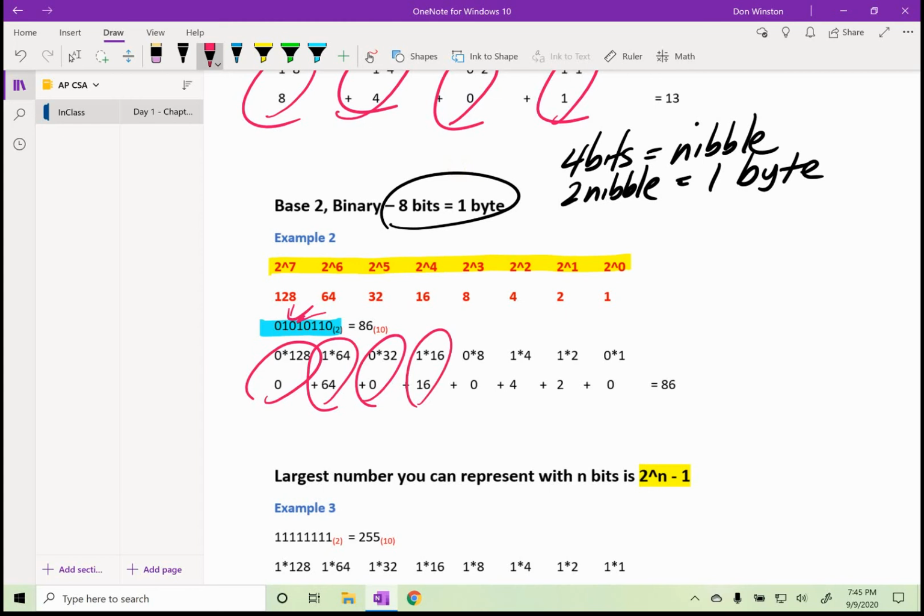We take the 0, we multiply it by 2 to the 3rd, that's 8. We take the 1, we multiply it by 2 squared, that's 4, and we continue on. And you see if you add up the numbers 64, 16, 4, 2, we get 86.